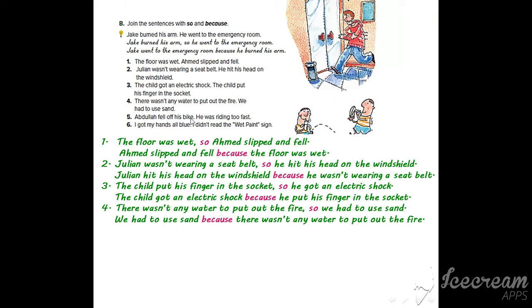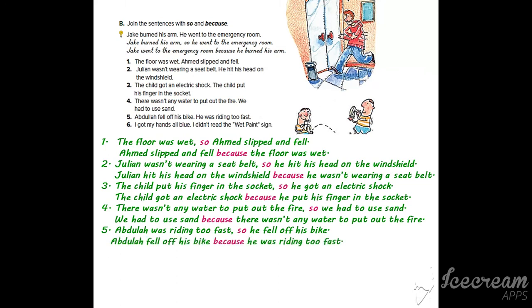Abdullah fell off his bike. He was riding too fast. Abdullah fell off his bike. Why? Give me the reason. Because he was riding too fast. Because Abdullah was riding too fast, so he fell off his bike. It's the second one. The first one, Abdullah fell off his bike because he was riding too fast. Number 6. I got my hands all blue.